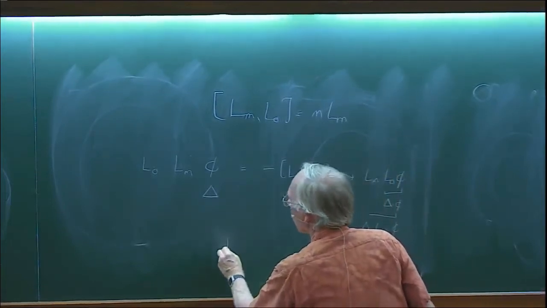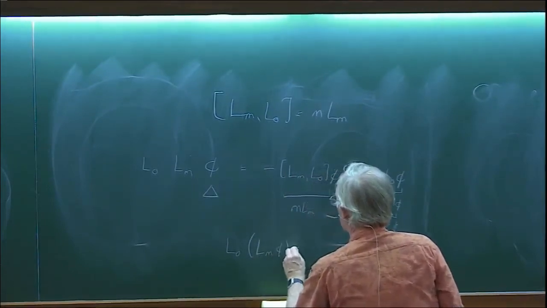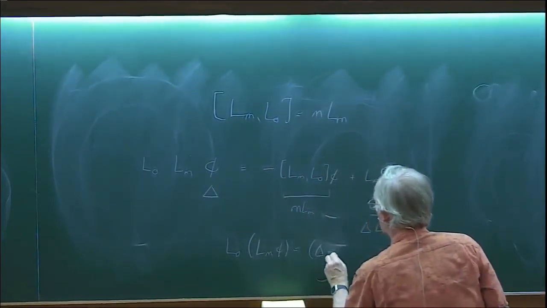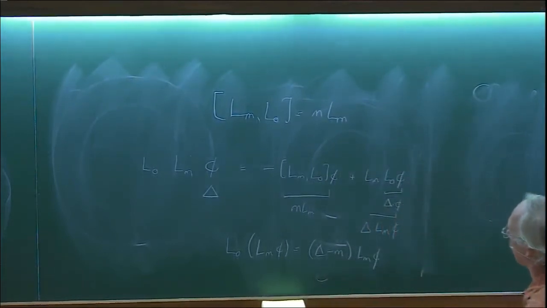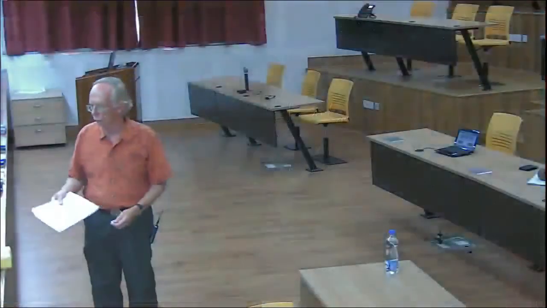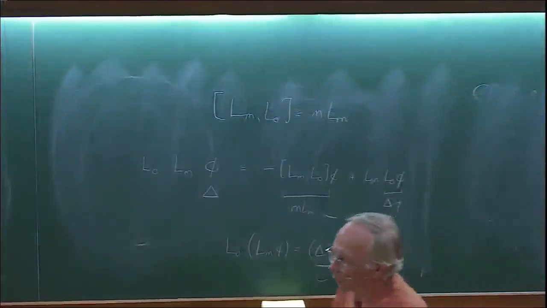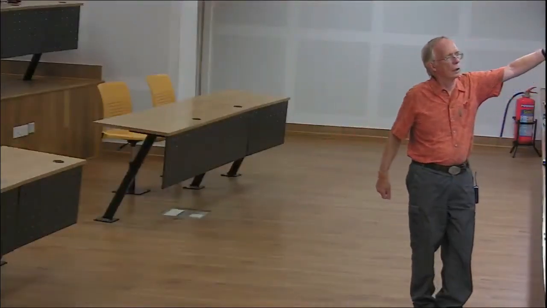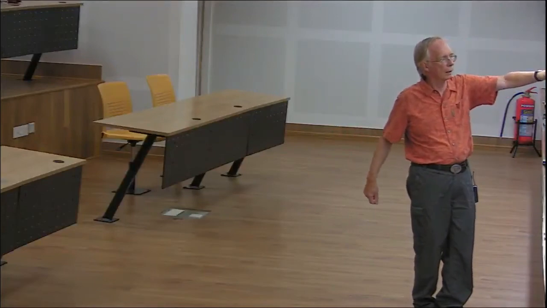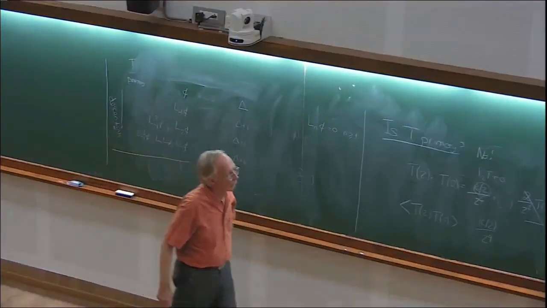So what we see is that L0 acting on Lm phi is equal to delta minus m acting on Lm phi. Okay, so that tells us that the scaling dimension of Lm phi is just delta minus m. That's just what we had here, right, in this picture, which unfortunately I haven't erased. So this has scaling dimension delta. This corresponds to m minus 1, so it has scaling dimension delta plus 1, delta plus 2, etc.